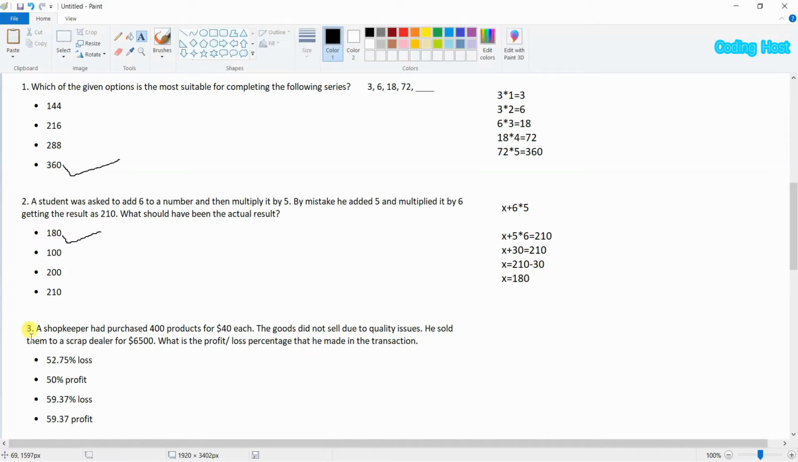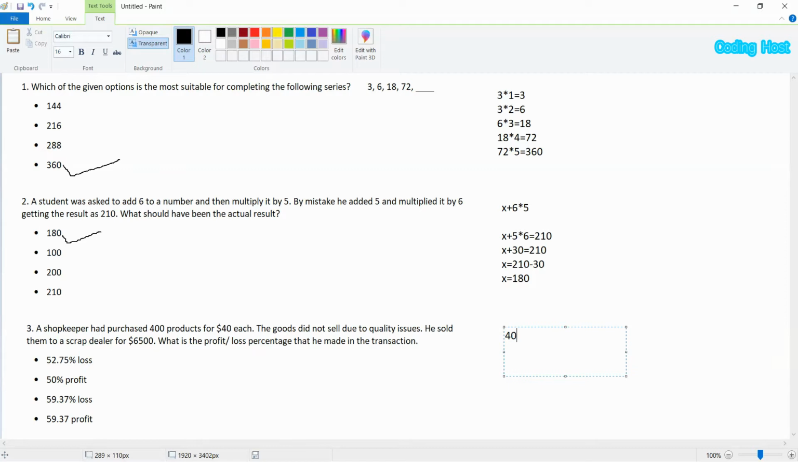After that we have the third question. A shopkeeper has purchased 400 products for $40 each. It means he spent a total of 400 into 40, which is 16,000. So he spent $16,000 on these items. After that, the goods did not sell, so he sold them to a scrap dealer for $6,500. Now we have to find the profit or loss percentage that he made in the transaction.